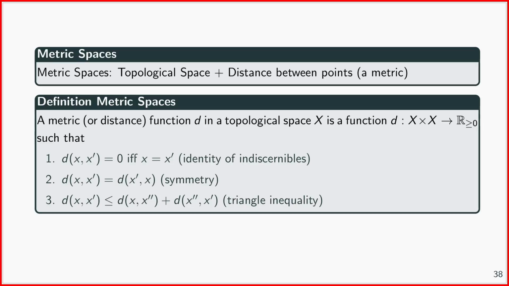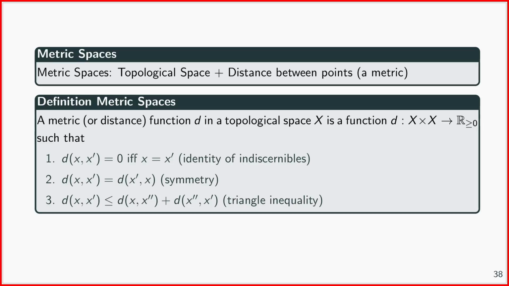Okay, so far I did not yet give you a good definition of a metric, so let me just get this out of the way. So a metric space is basically a topological space plus a distance between points, and this function is called a metric. So a metric space is basically a topological space X plus a function D, and this function D takes as input two configurations, and it produces an output, a real positive number.